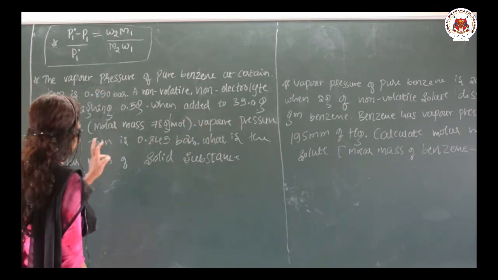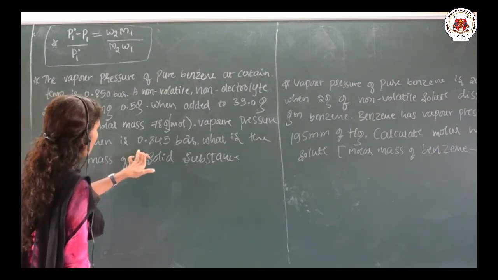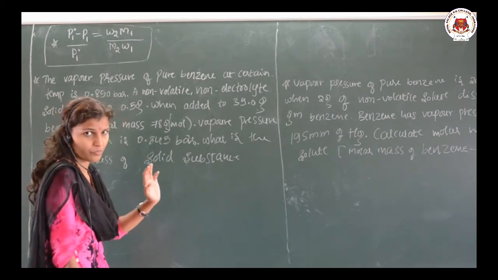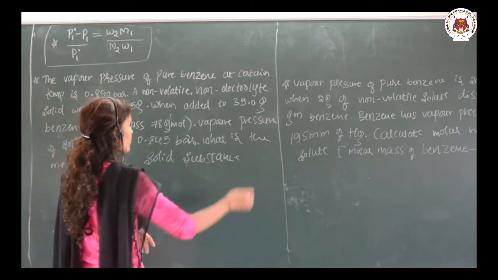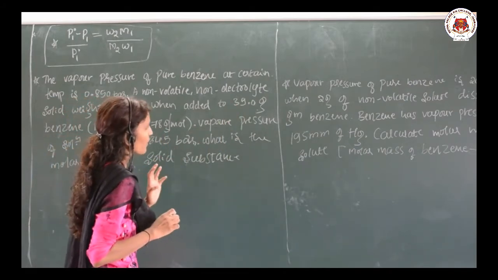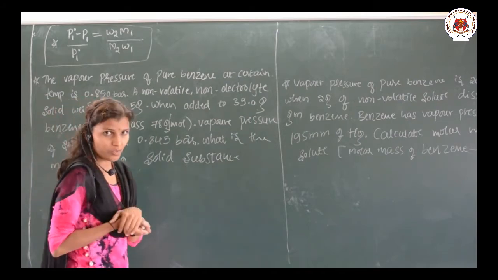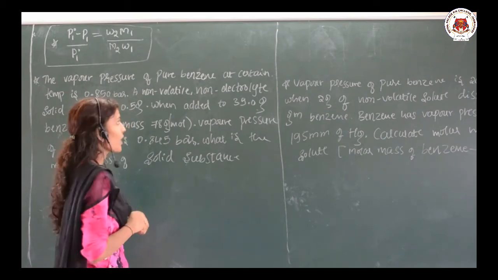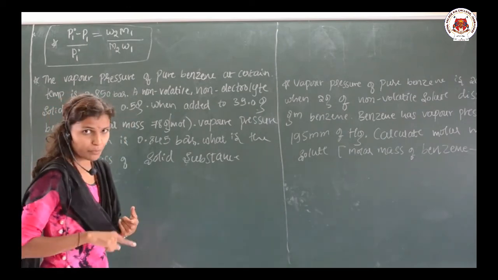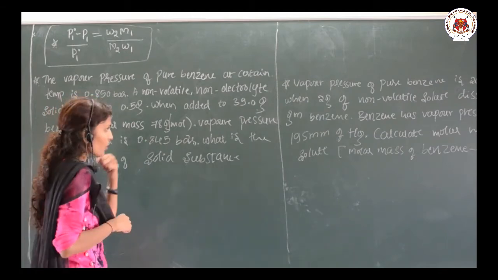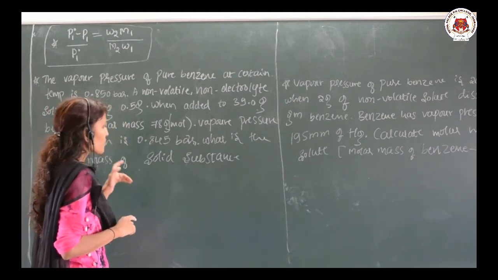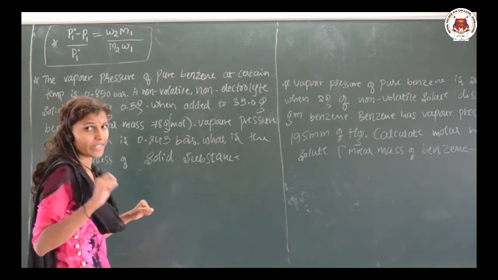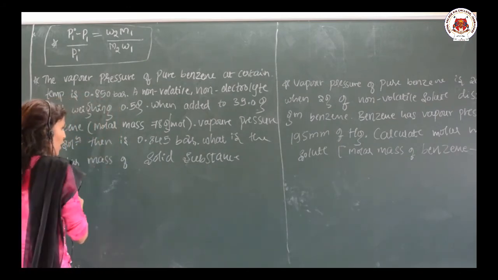The vapor pressure of the solution then is 0.845 bar. What is the molar mass of the solid substance? See here, 39.0, that is 39 gram of the benzene is the solvent, and they are adding 0.5 gram of the solute, and they have given the vapor pressure of the benzene in the pure form and the vapor pressure of the solution, and the question is to find out the molar mass of the solute which you are adding, the solid substance, that molar mass we need to calculate.